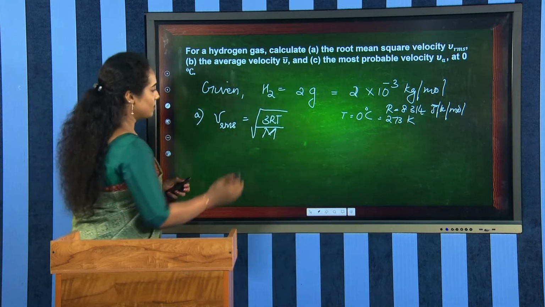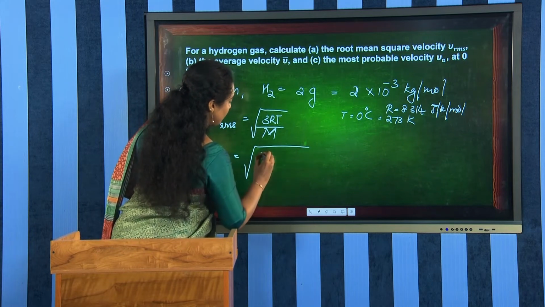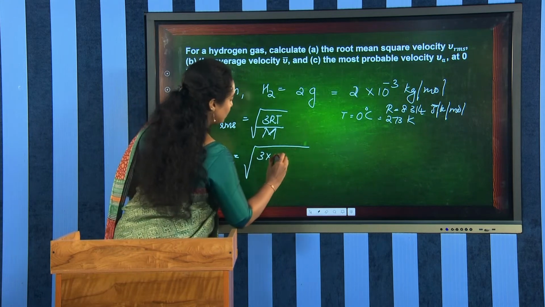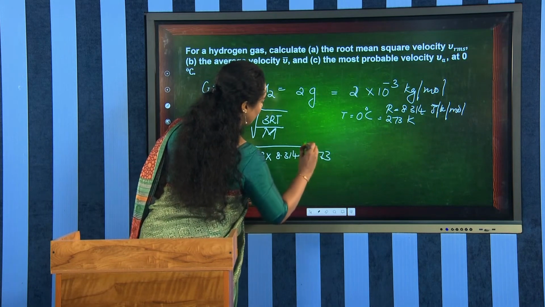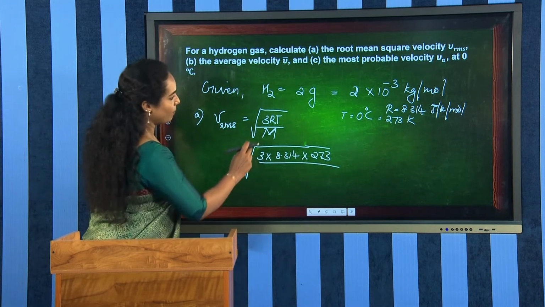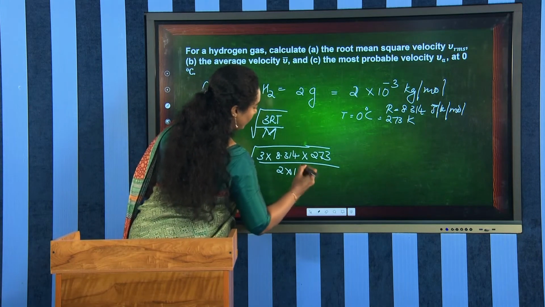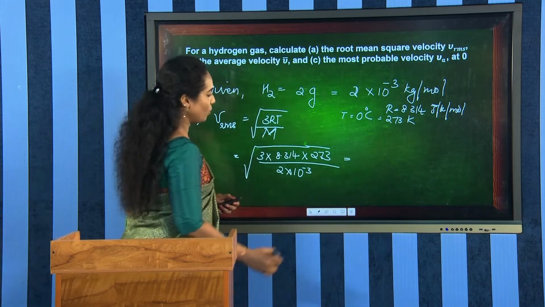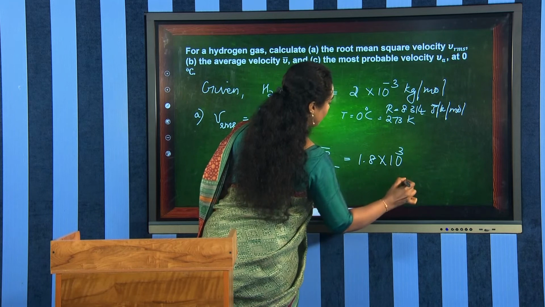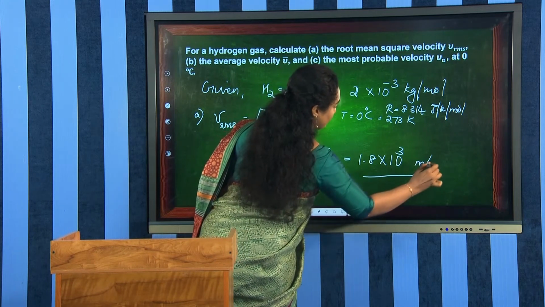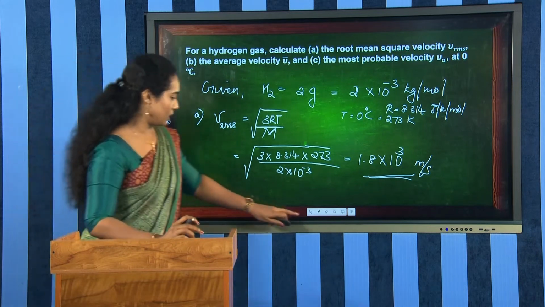Okay. Now, just substituting these values, we can get the RMS velocity, which is 3 into R is 8.314 into T is 273, the whole divided by mass, which is 2 into 10 raised to minus 3. That means we get the value as 1.8 into 10 raised to 3 meter per second, and this is the RMS velocity.